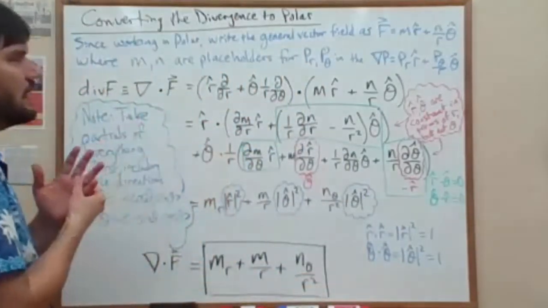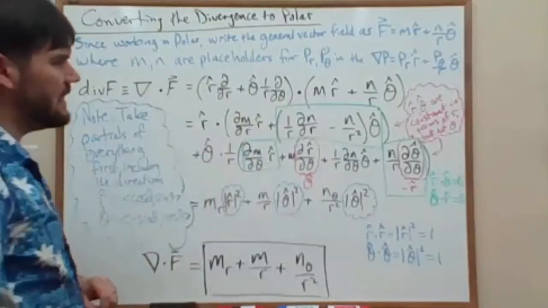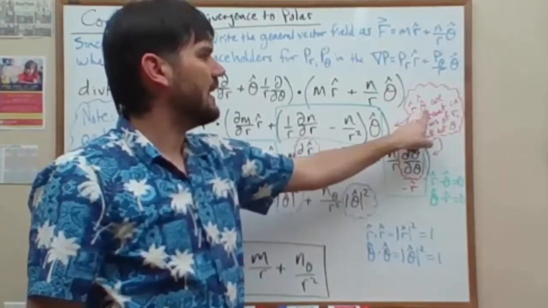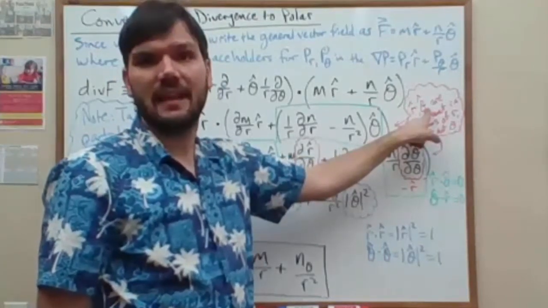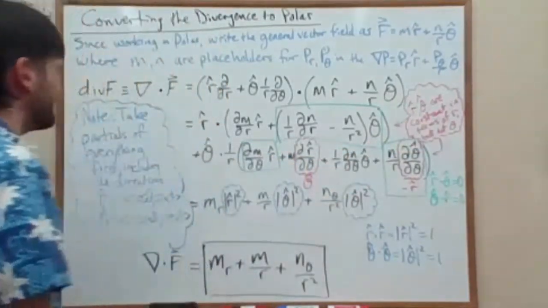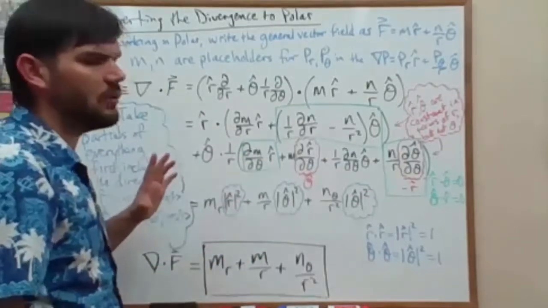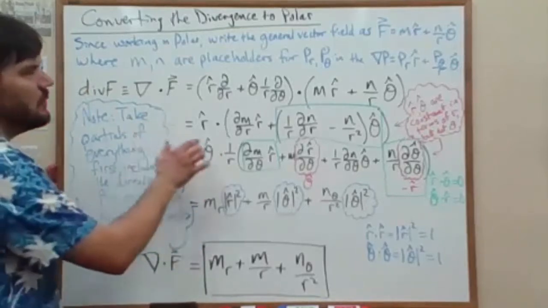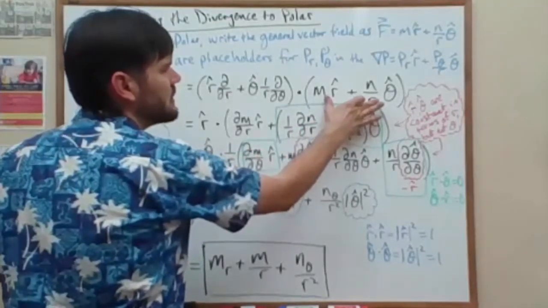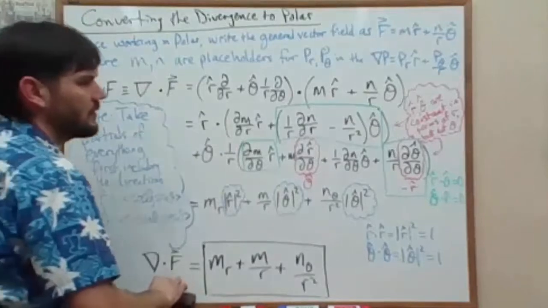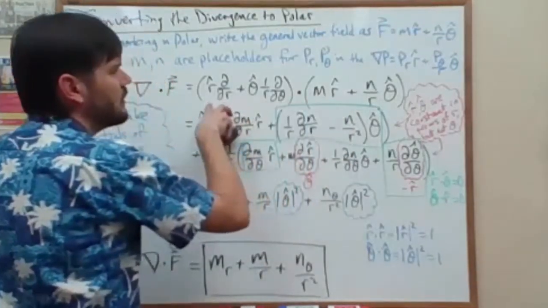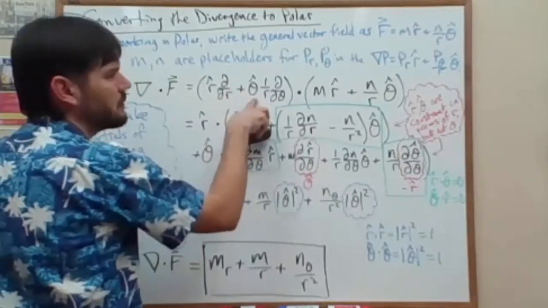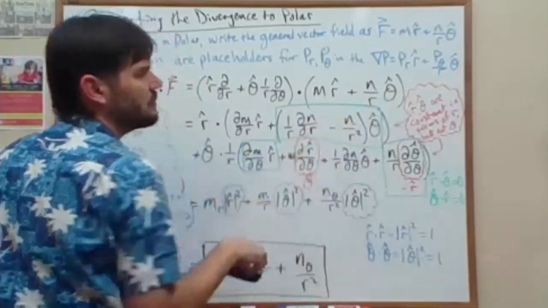So a quick overview is that we're going to focus on how r hat and theta hat relate together. Let me just show you the work as a whole, and then we're going to erase it and go through it again. We start out with two pieces: the del operator in polar, which has a radial component and angular component, and the general field in polar.